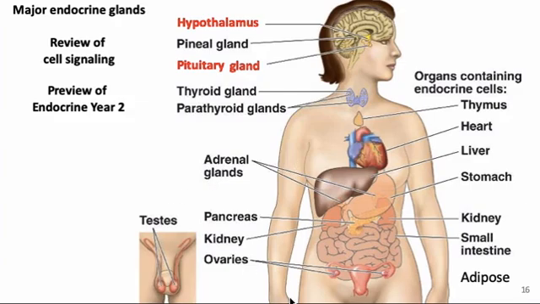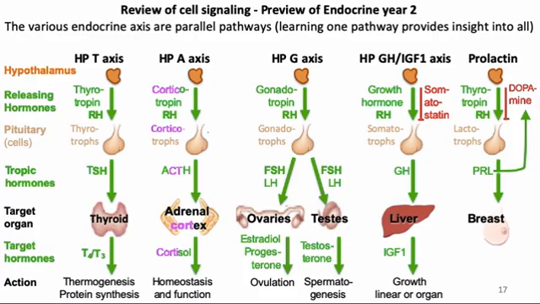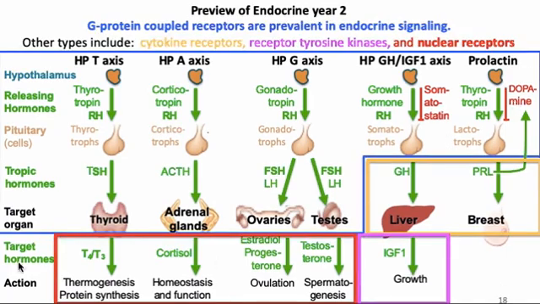the testes, ovaries. In fact, these pathways are not a learning objective today, but you will learn each of them and every step in them next year in endocrine. And since we're looking at G protein coupled receptors today, I'd like to point out that the hypothalamic pituitary axes all begin with G protein coupled receptors. In most of them, the very second step is also signaled through another G protein coupled receptor.